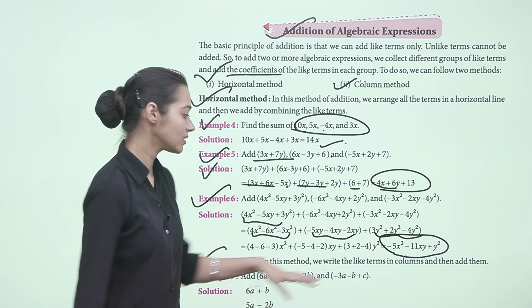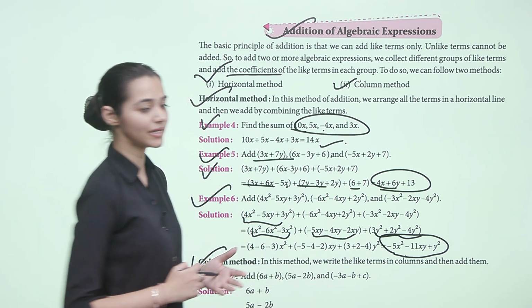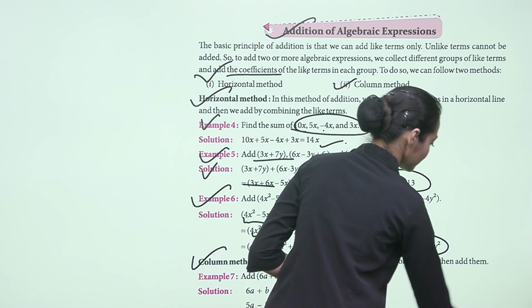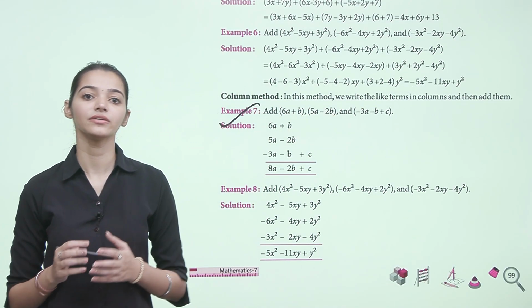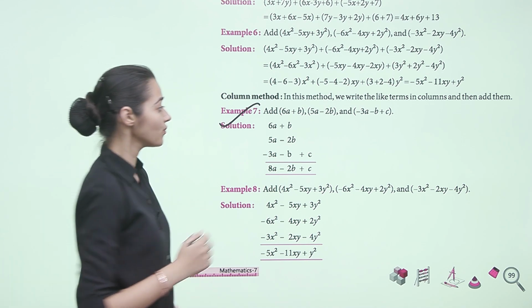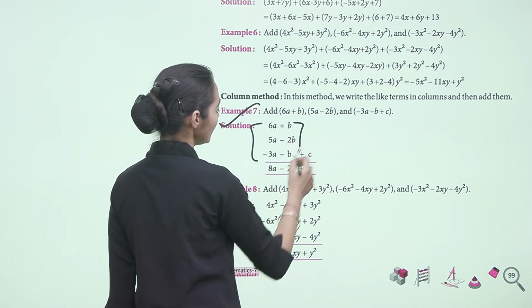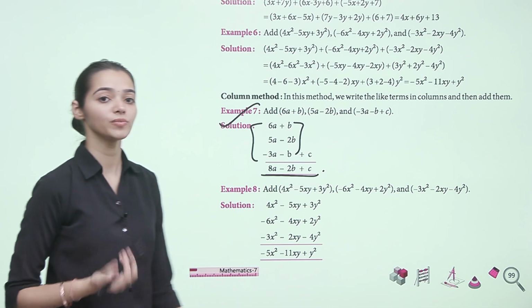Next is our column method. In this method we add like terms in column and then add them. Here's our example number 7. Here we have to add the digits. So we are putting them in the column and the answer is 8a minus 2b plus c.